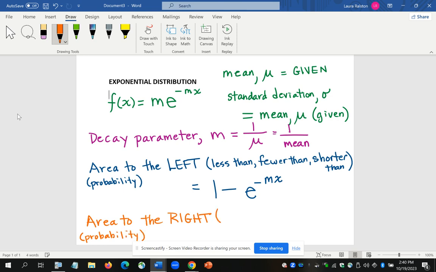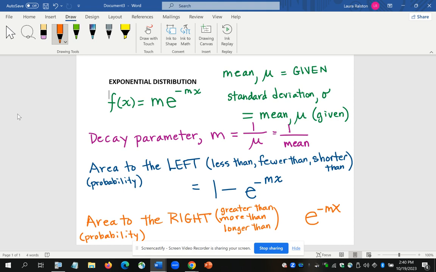And to the right, you're going to be things like greater than, more than. It could be longer than. And the formula for that one is simply e to the negative mx power.